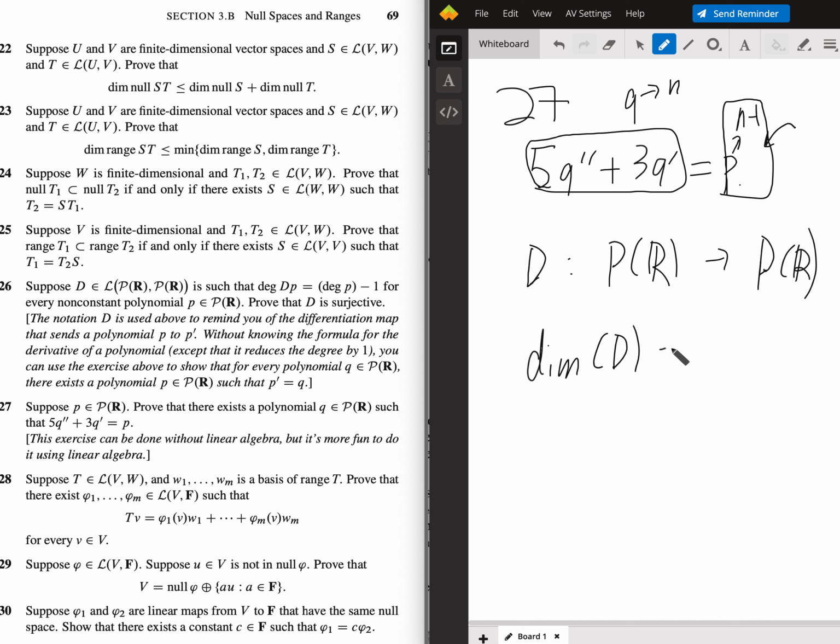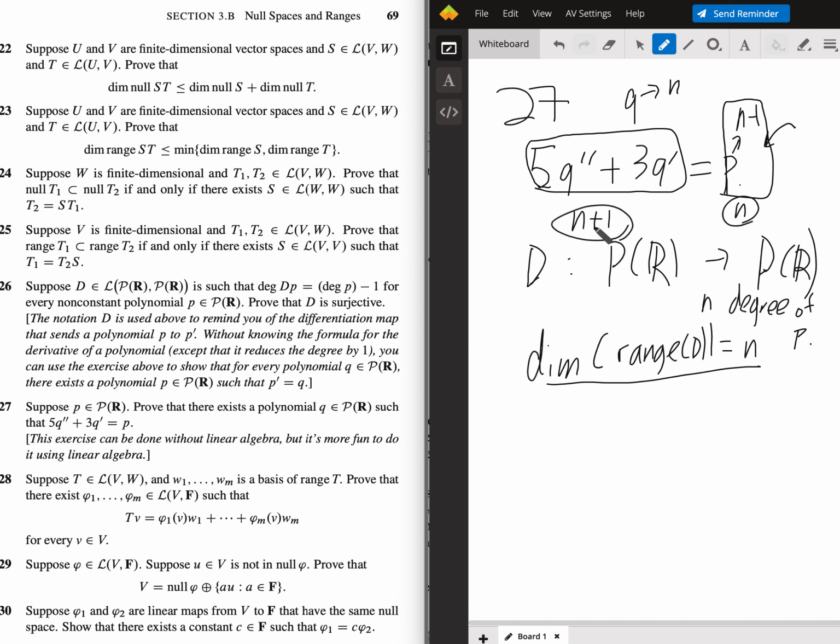Rather, let's continue with this, because then you will simply want to show the dimension of the range of this linear map is n, and then you're done. Where n is the degree of the polynomial P. Once you're able to show this, then any such polynomial P can be expressed as a linear map on a certain input inside of, let's say, dimension n plus 1. Because we're talking about the derivative map, it should probably be n plus 1.